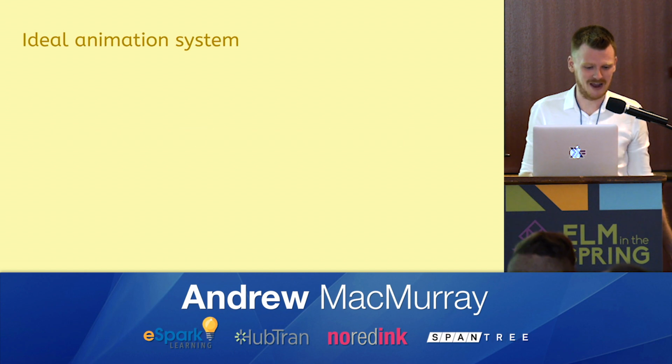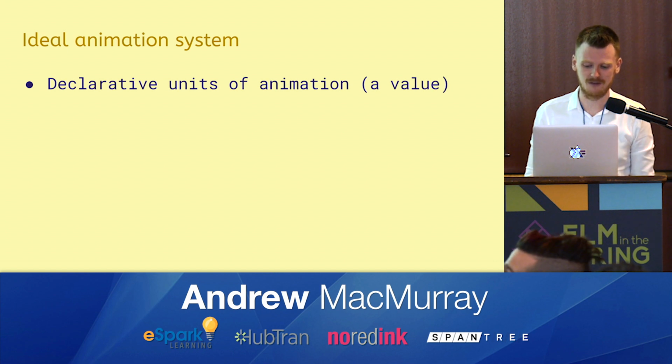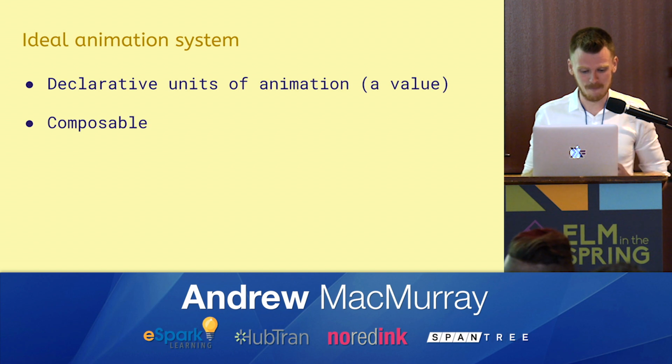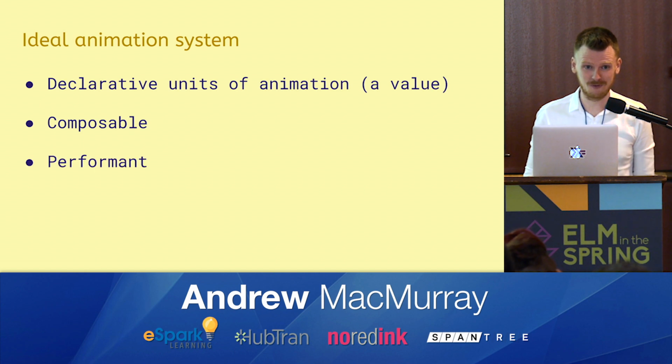So with that in mind, I had an ideal animation system that I'd like. I'd really like declarative units of animation, like a value, because everything in Elm has to be a value, ultimately. They have to be composable, so I want to be able to string these values together to create one single animation. It's got to be performant. People will not tolerate games that chug along at 14 frames a second.